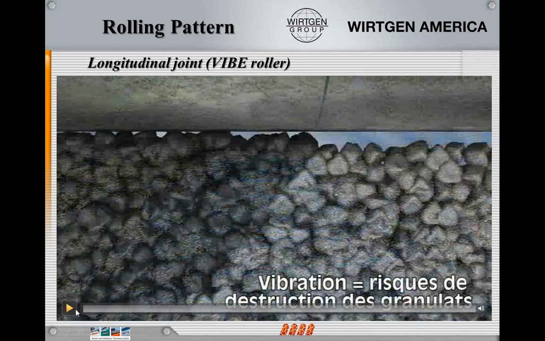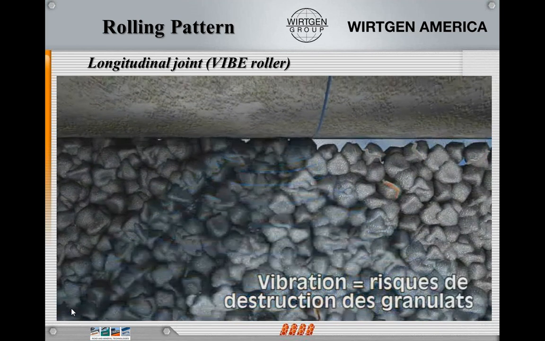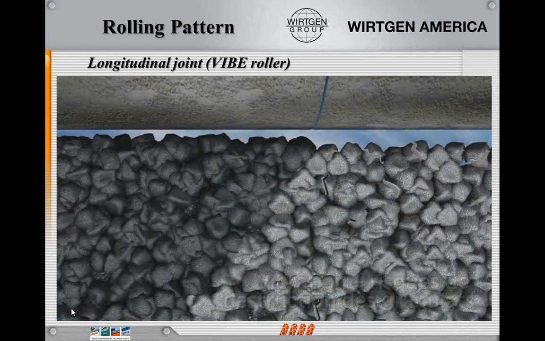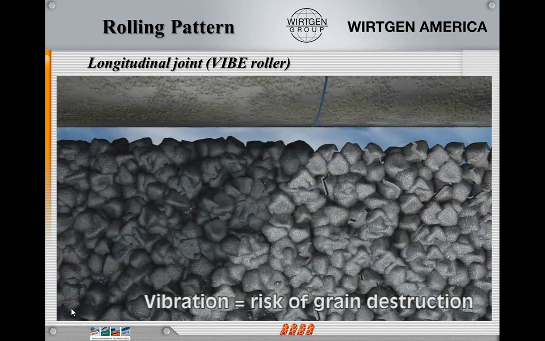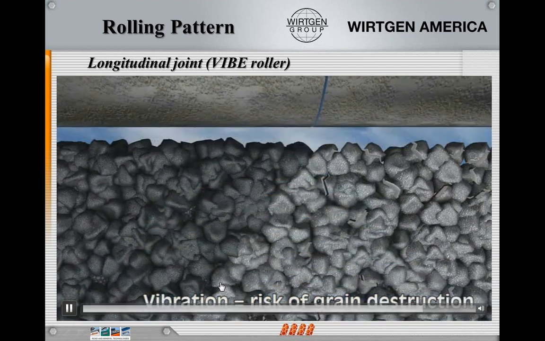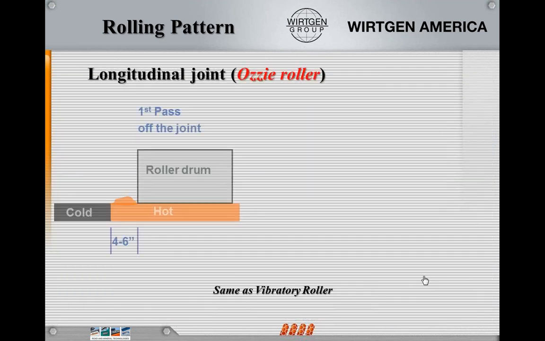And this is an example of what that does when you vibrate on that cold joint. You're only going to be able to compact that hot mix down to the level of the cold mix. But once you get to that level, all you're going to start doing is breaking the rock, and you're going to start what's called white topping. And that's the side of the joint that's going to fail first.